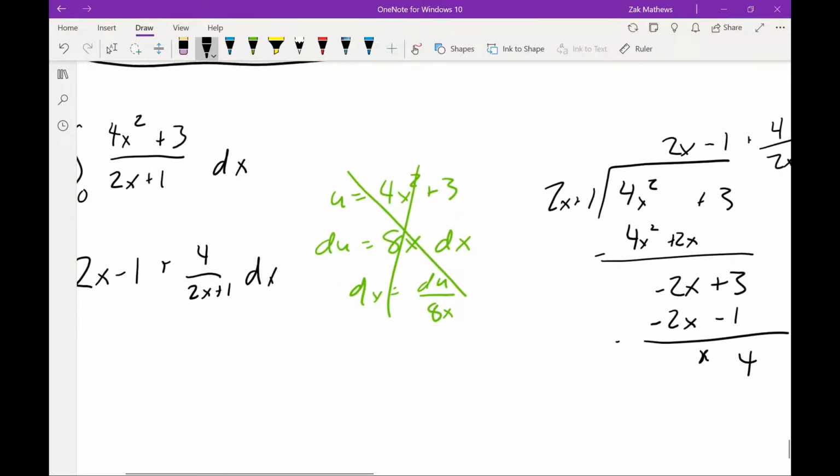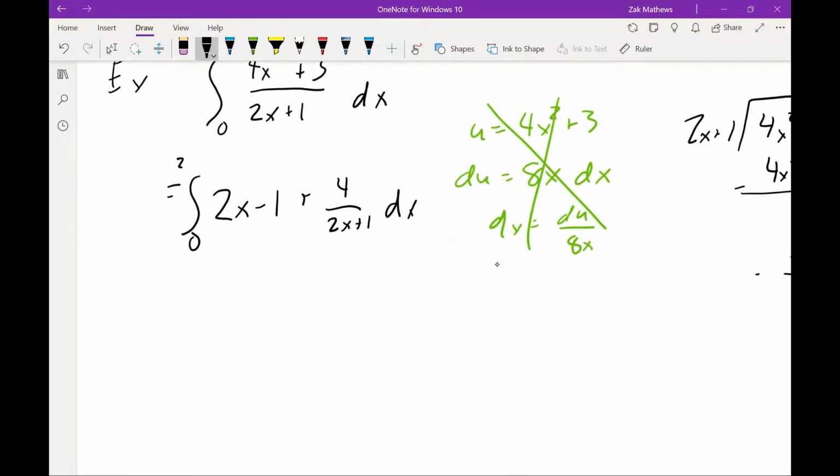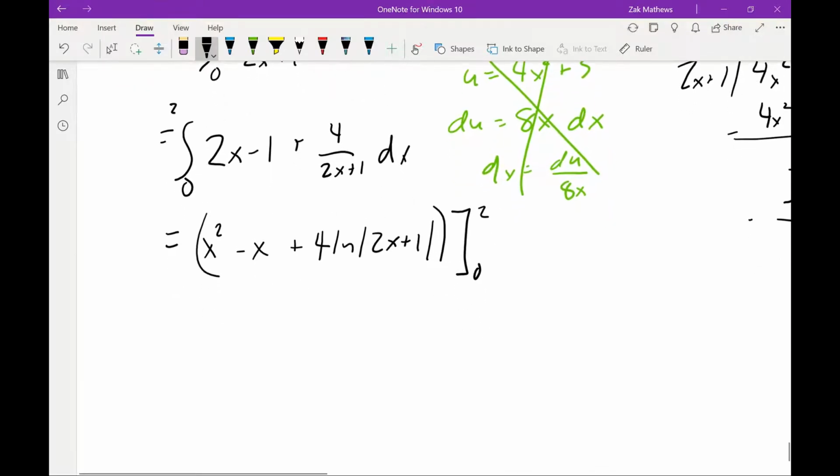Now these have all become very easy to take antiderivatives of. The antiderivative of 2x is simply x squared. The antiderivative of negative 1 is negative x, and then the antiderivative of the fraction here would be 4 natural log of the absolute value of 2x plus 1. And we're going to evaluate this from 0 to 2. So always look to see, is the numerator of your fraction higher order than the denominator? If it is, there's a good chance we can divide, and it will help us immensely.